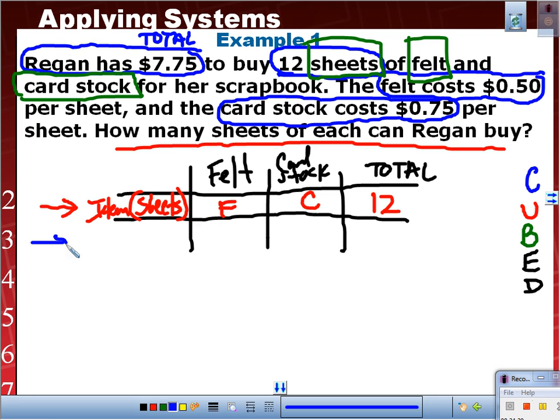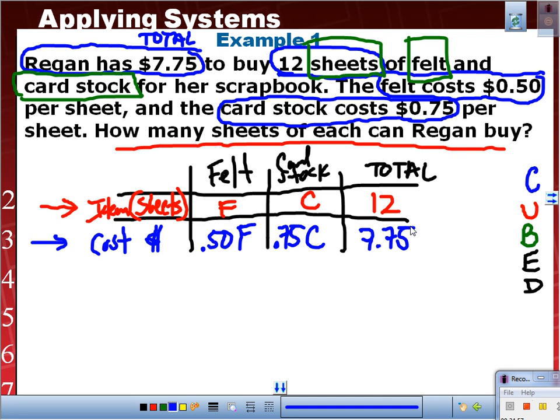Ryan, tell me what to label this. Marissa, help him out. Cost. And then what goes here? 0.50 what? F. That is correct. How about here? C. And the total? Hands if you got that. That is correct. Do we know how to write the system from there?